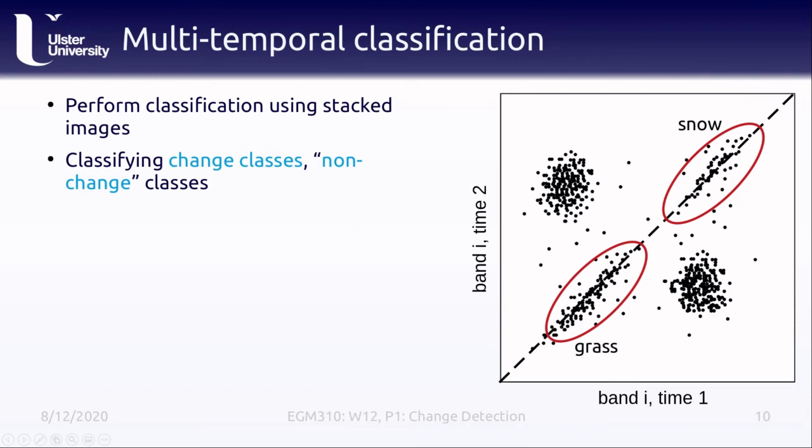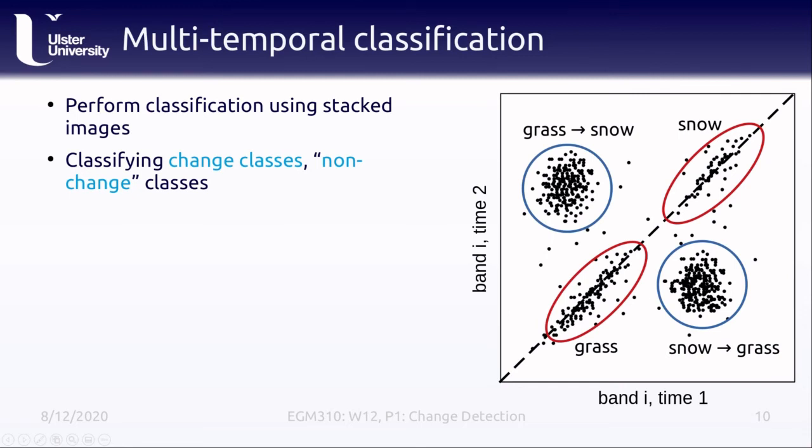Now that we have this, we can look at the group of pixels that has high reflectance values at time 1 and low reflectance values at time 2. This could represent pixels that were covered with snow that melted in between time 1 and 2, exposing the grass underneath. We also have the opposite, pixels that had low reflectance values at time 1 and high values at time 2. These would probably represent pixels that are grass that was covered with snow in between time 1 and 2.